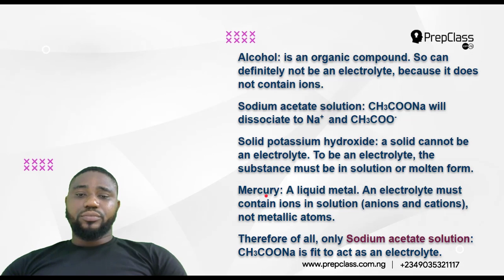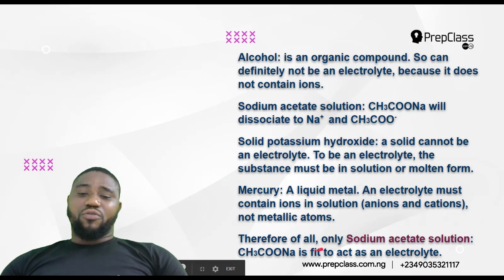Mercury. Mercury is a liquid metal. In short, I think it's the only liquid metal. An electrolyte must contain ions in solution. That's anions, which are negatively charged ions, and cations, which are positively charged ions, not metallic atoms. Mercury is a metal, so it contains metallic atoms. An electrolyte must contain what? Ions. So mercury is off.